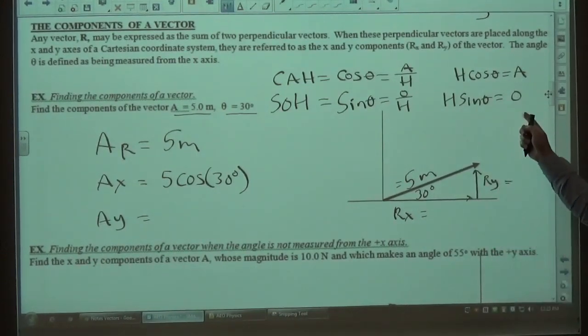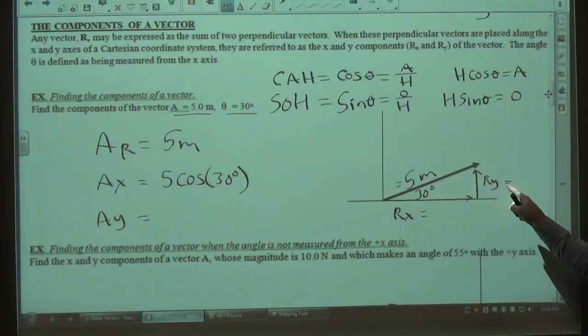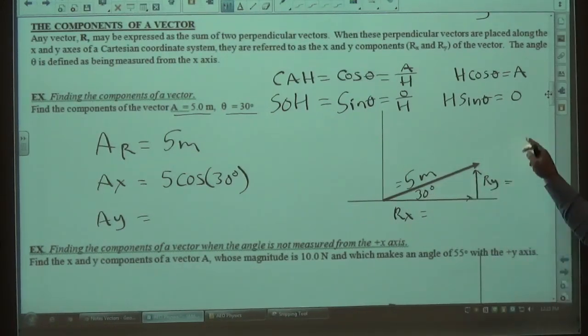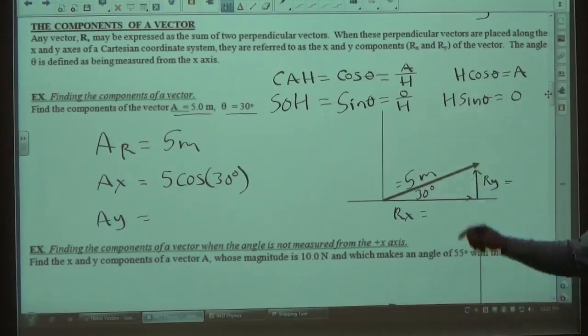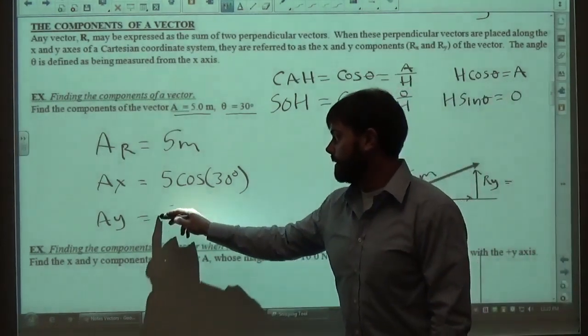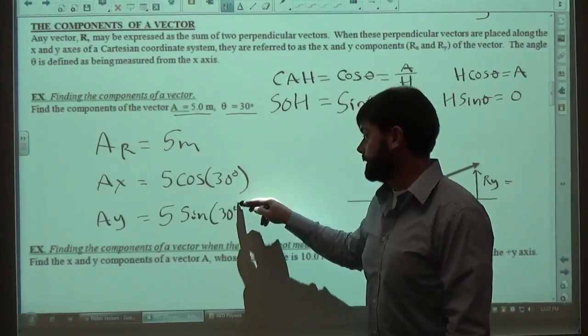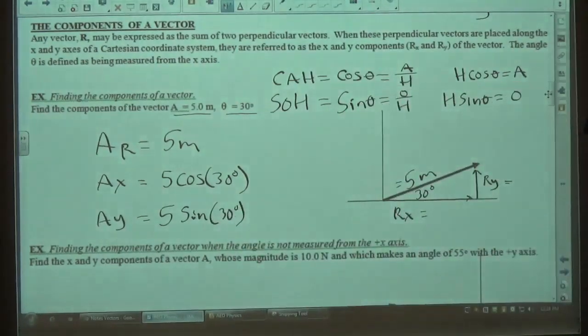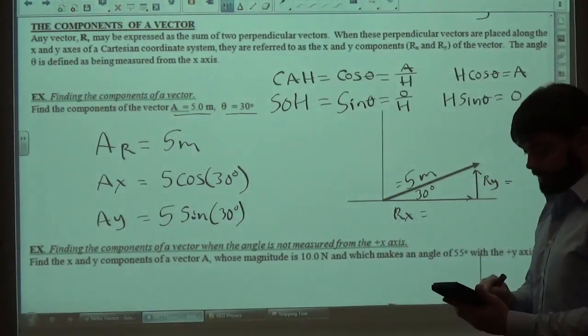So again, how does this relate to this? If theta is here, my opposite side is over here, which right now is my unknown. This is the same as R of y. And my hypotenuse is here, which is known as 5. So if I plug that in and I want to solve, I'm doing 5 times the sine of 30 degrees for this value. And now all we've got to do is plug in and solve for the unknown.